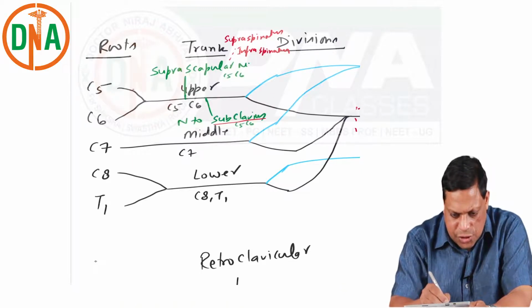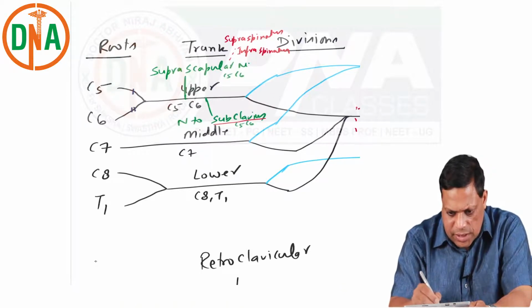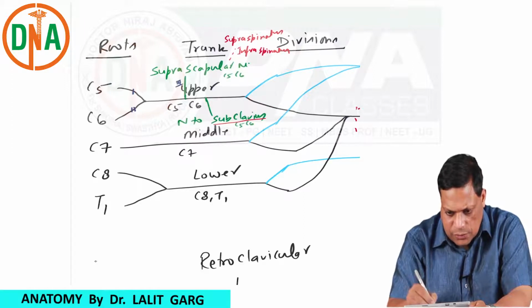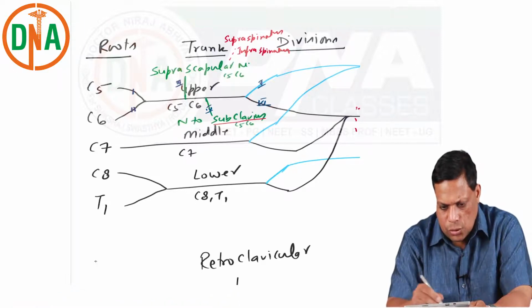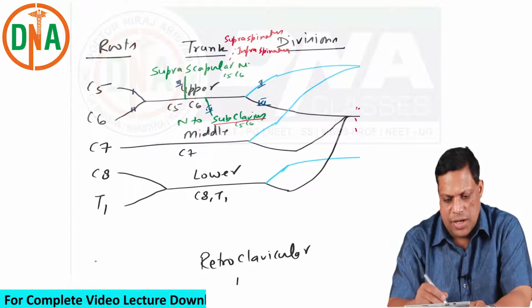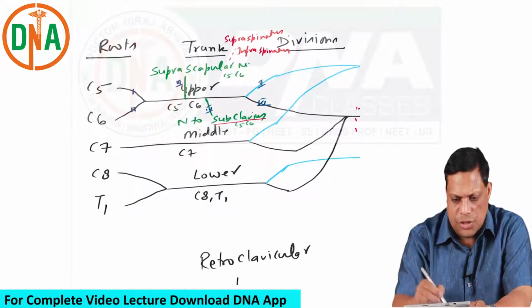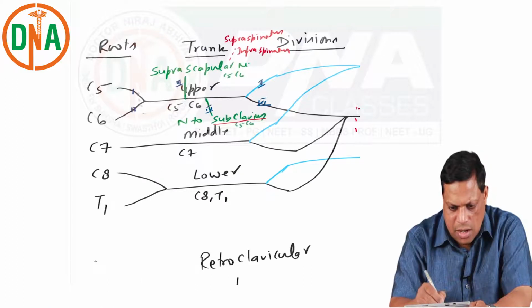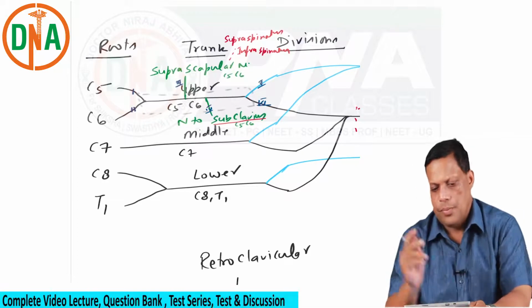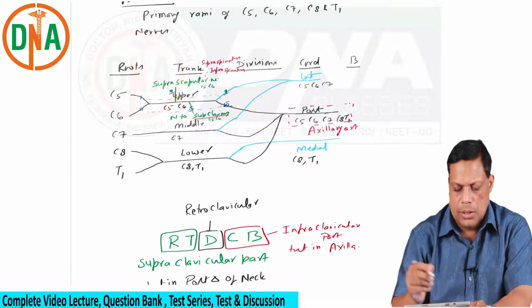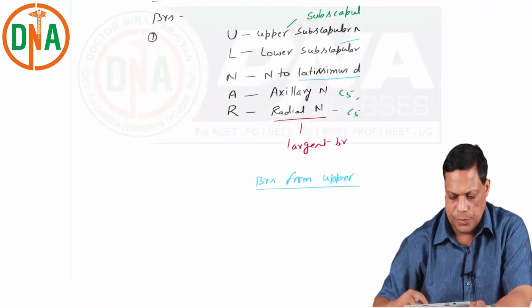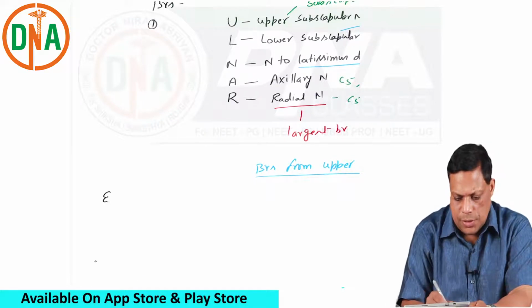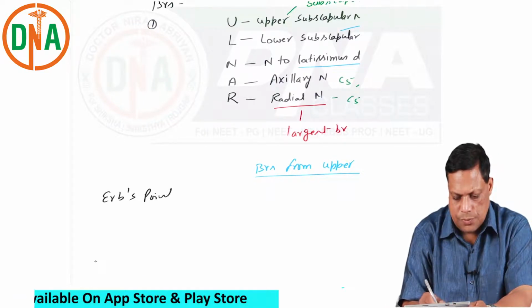This is the first nerve, this is second nerve, this is third, this is fourth, this is fifth, and this is the sixth. So these 6 nerves, they are meeting at the upper trunk, and this meeting point is known as the AIIMS point. So this is the AIIMS point.